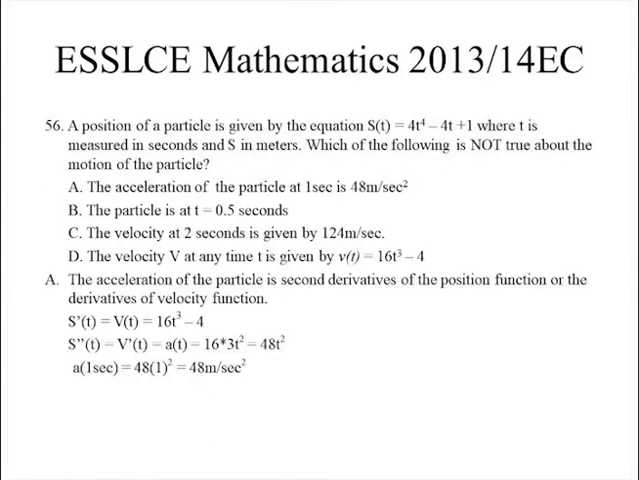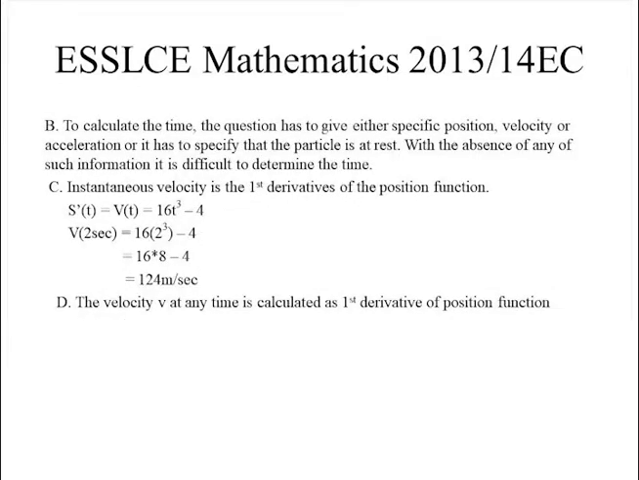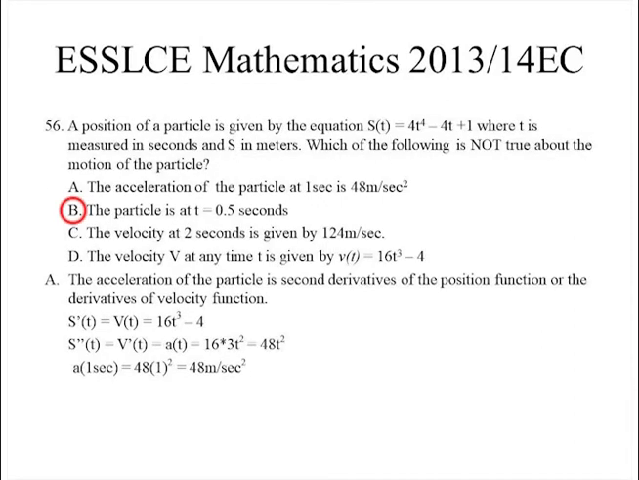Choice D. The velocity v at any time t is given by velocity as a function of t is equal to 16t cubed minus 4. The velocity v at any time is calculated as the first derivative of the position function, which is already determined in choice A as velocity as a function of t is equal to the first derivative of the position function, which is equal to 16t cubed minus 4. Choice D is again true. So the correct answer is choice B.